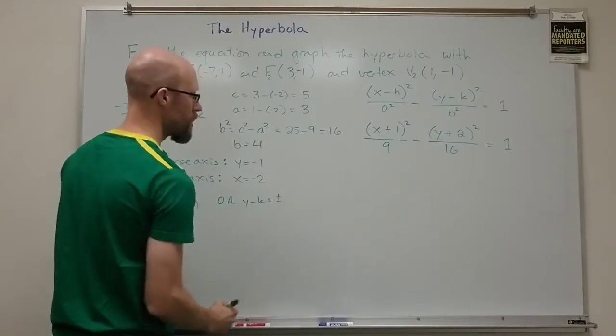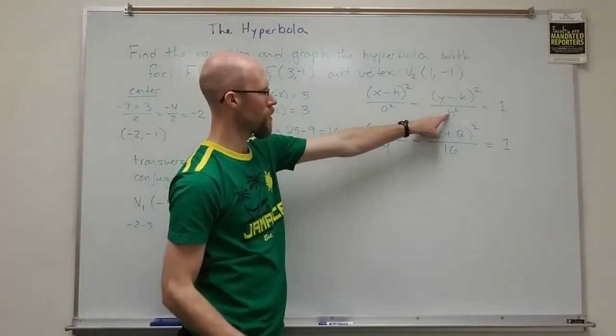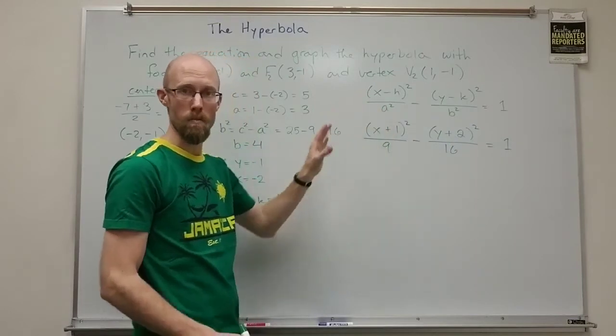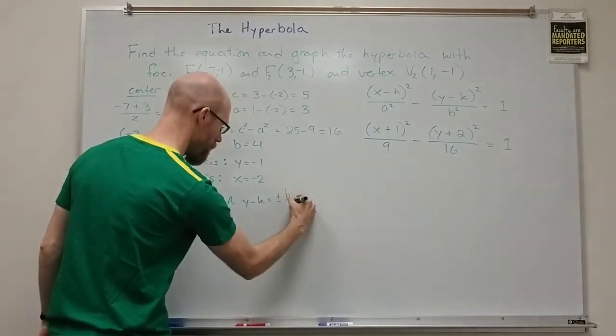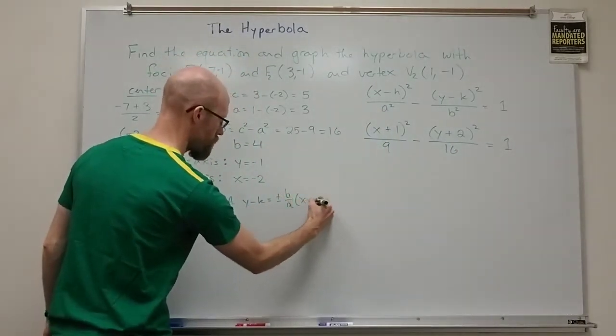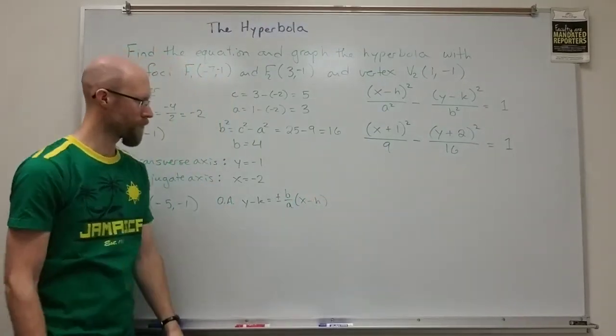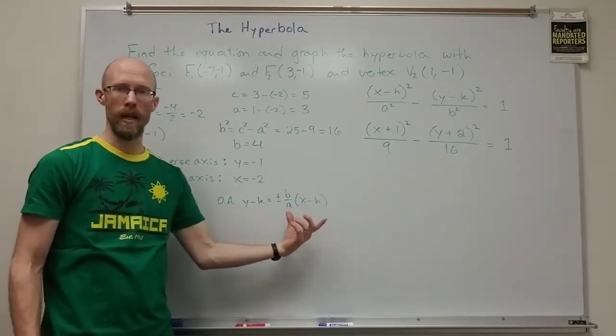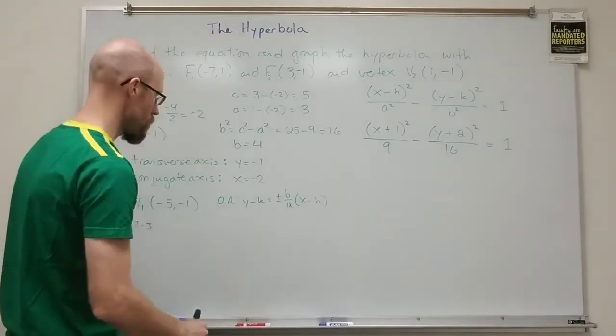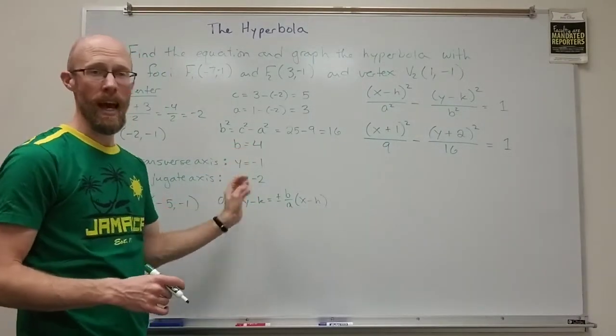Equals plus or minus. Now I need the y value over the x, so it's b over a times x minus h. And so then I plug in again the b, the a, and the k and the h.